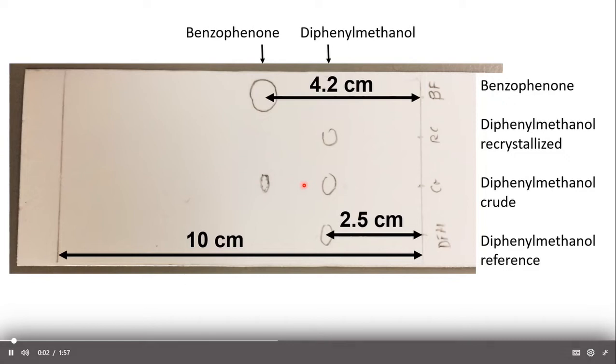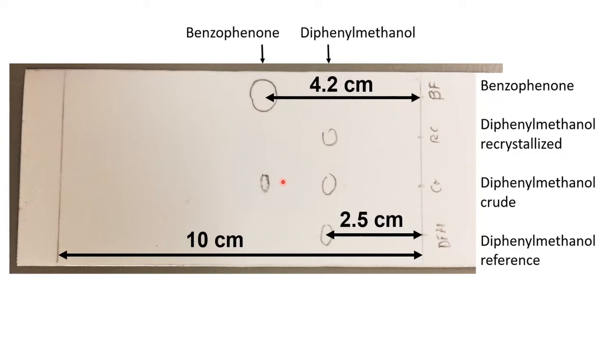For those that didn't get to run the TLC part of the experiment where we reduced the benzophenone, here's what you might have expected to see. These wouldn't have been identical for everyone, but this is what we would have liked you to have seen. So you would have run 4 different samples.